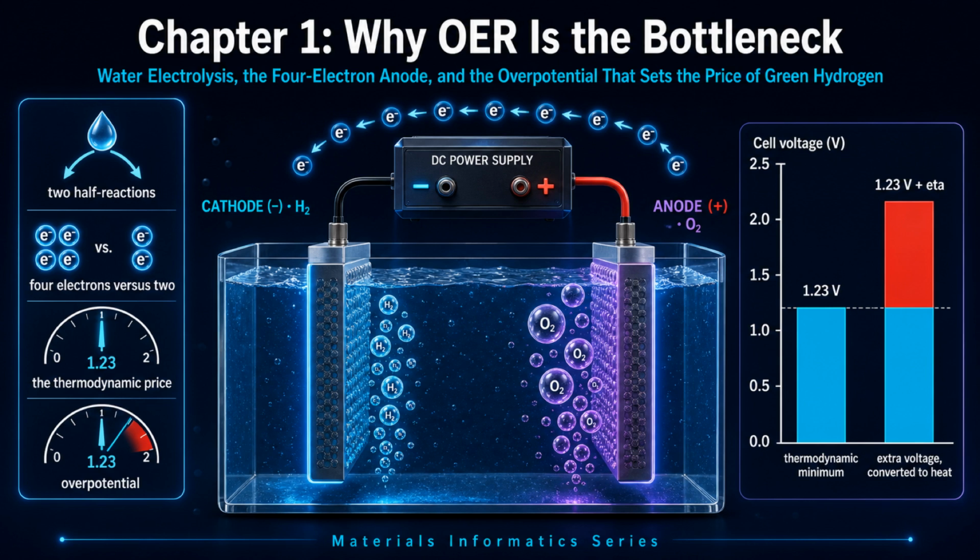Yet the electricity bill for a kilogram of hydrogen stays stubbornly higher than thermodynamics says it needs to be, and most of the excess is spent at one electrode. That electrode is the anode, where the oxygen evolution reaction happens. This chapter explains why the reaction that produces the byproduct limits the whole device.